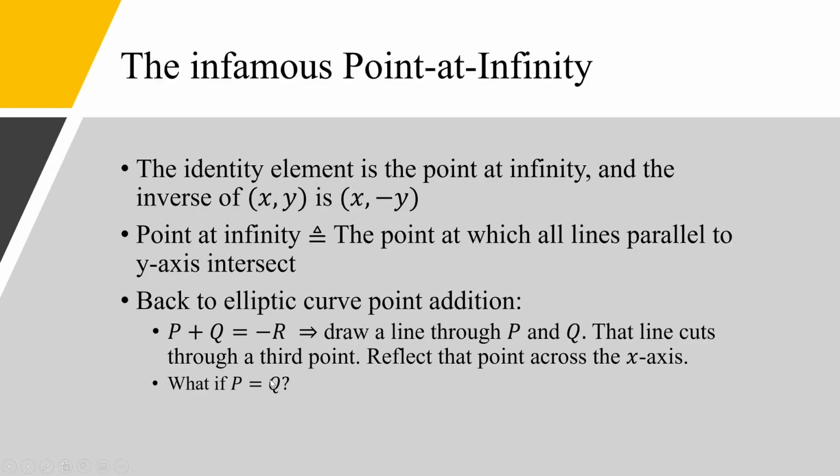If P equals Q, if you want to compute P plus P or Q plus Q, we take the tangent at that point, see where it intersects the elliptic curve, find that point and reflect it across the x-axis, or find its inverse. And that is the sum. That is the elliptic curve sum, the group operation.